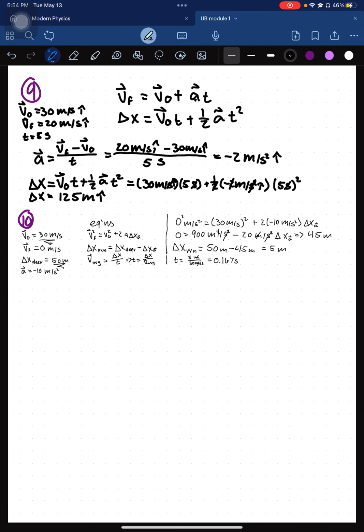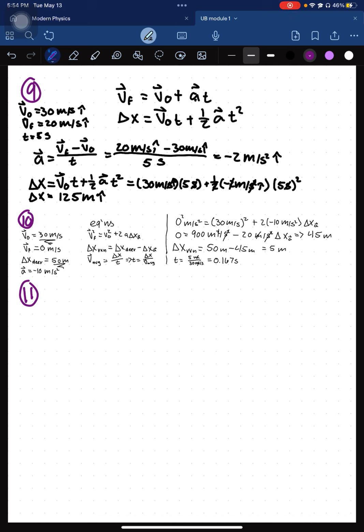So sometimes you guys have to be a little bit creative in finding this. You can't just go straight to finding the time. You have to do a couple of different equations first. Okay, so I think that is it for our kinematics, and we're going to go into free fall.